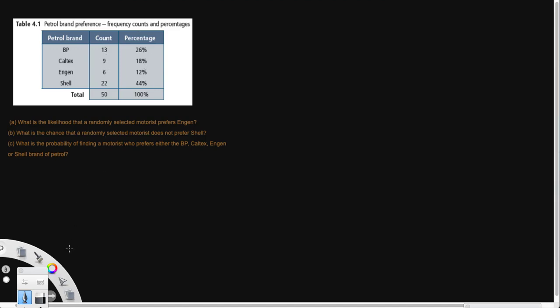And we've been asked a few questions here. The first one is, what is the likelihood that a randomly selected motorist will prefer Engen?